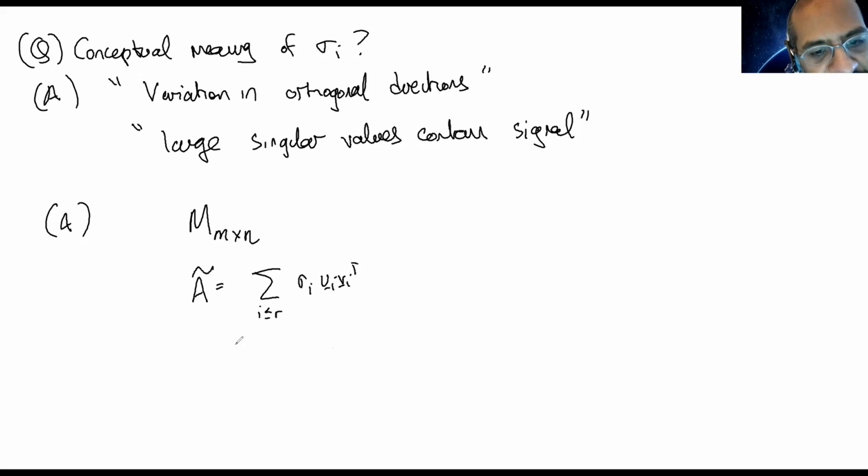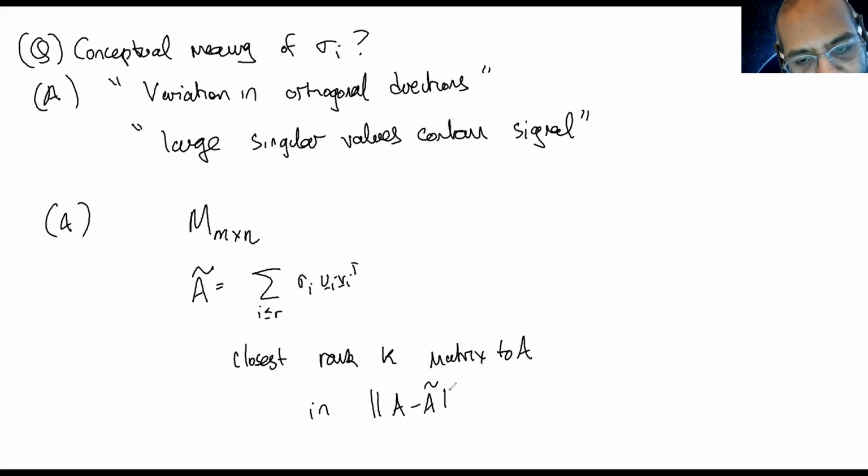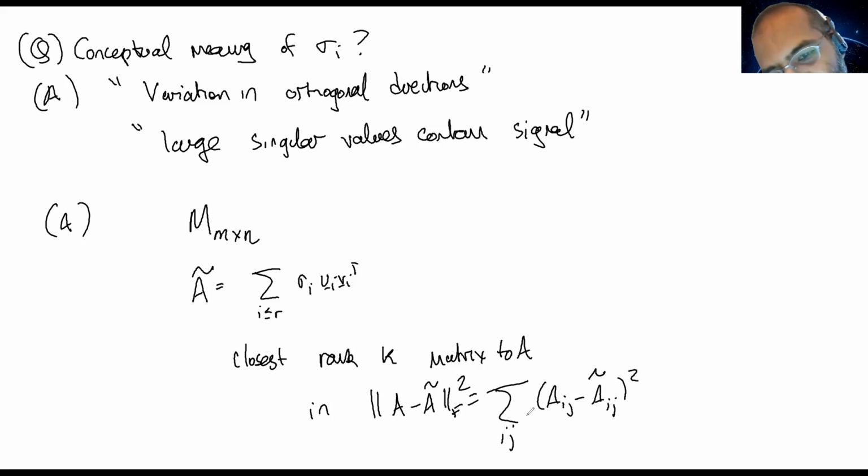this is the closest rank K matrix to A in the least squares norm. Okay, so we won't prove this, but staying to the top singular values is a way to find the closest low rank matrix. Does that answer the question? Won't prove this.